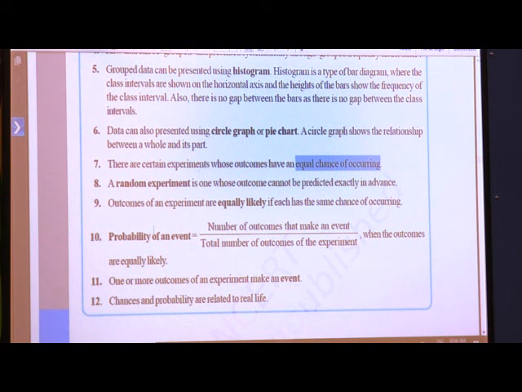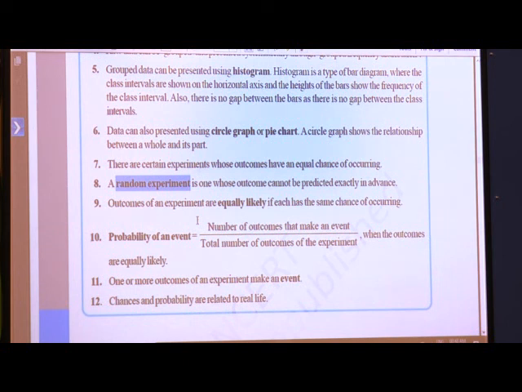A random experiment is one whose outcome cannot be predicted exactly in advance. What is the meaning of this? A random experiment is one whose outcome cannot be predicted exactly in advance. If you are tossing a coin, before the coin falls on the ground and either head or tail turns up, can you predict exactly what can happen?